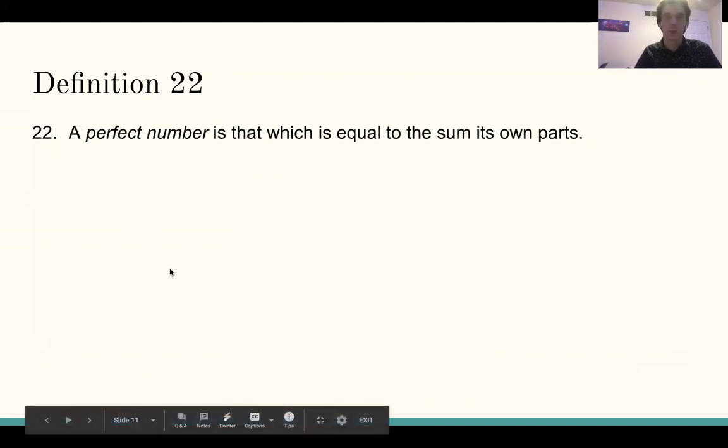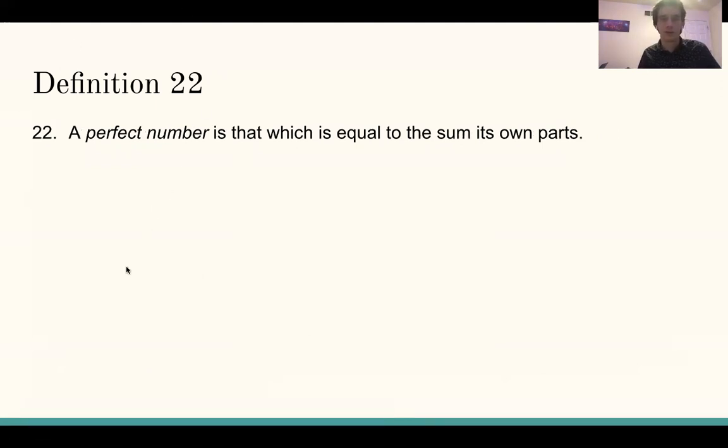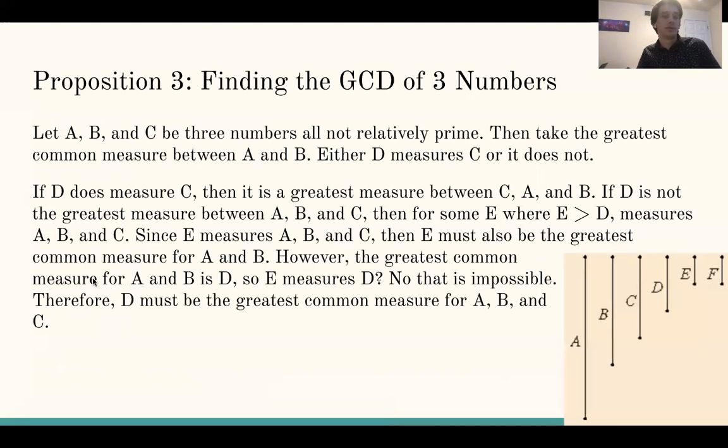We understand this. And then for 22, a perfect number is that which is equal to the sum of its own parts. This really didn't fit in anywhere else, but it's pretty much just saying that if you have a number and it has parts, so it's not measured equally, and then you add them together and you get that number again, it's a perfect number. It's not really used much in any of the propositions. Speaking of that, we're going to move on to our first proposition, proposition 3.